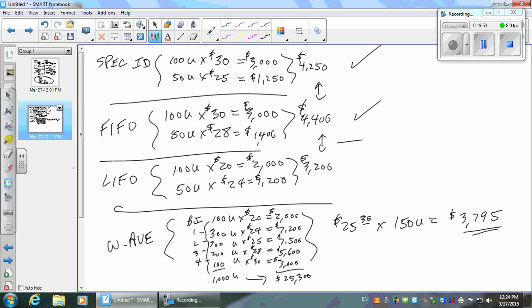it matters when you buy and when you sell, right? If you're doing perpetual. But if you're doing periodic, then you bought everything before you sold it. So it'll give different answers. And moving average, therefore, will give a different average for different costs too than weighted average.